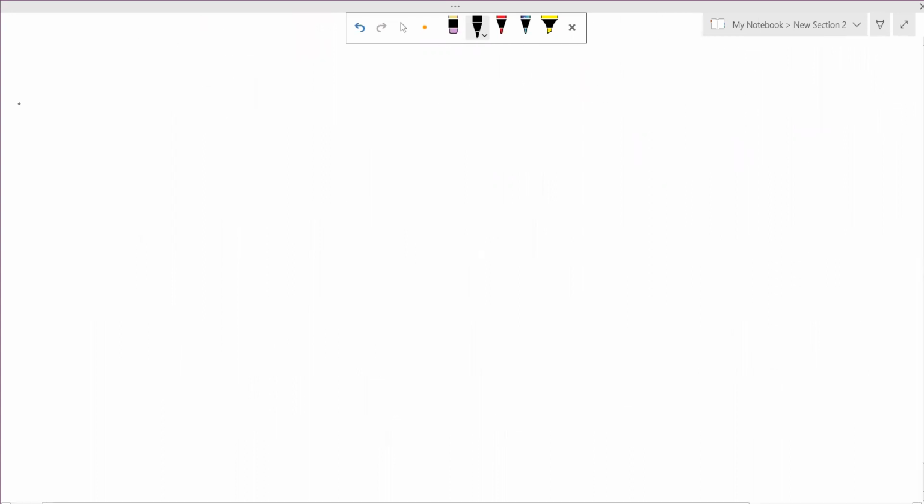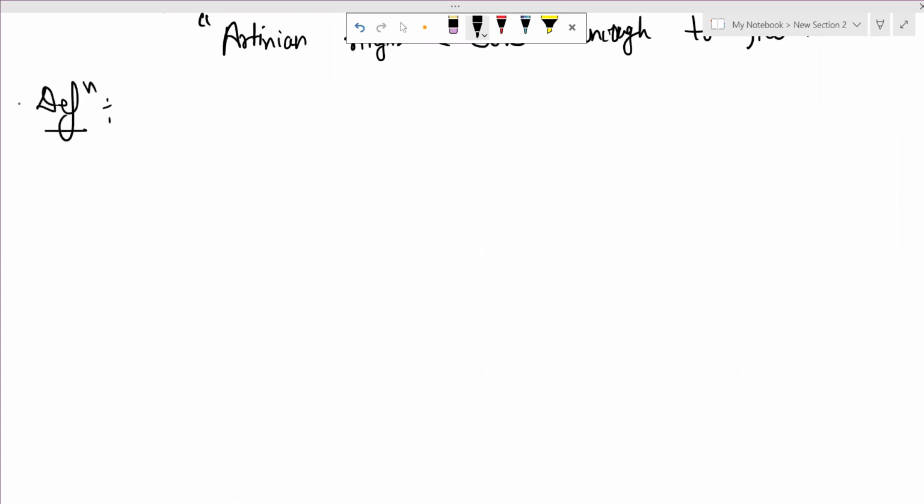So what is an Artin ring? We have to write the definition first, right? So what is an Artin ring? In a Noetherian ring, we see that an ascending chain of ideals should terminate. So here, a descending chain of ideals should terminate.